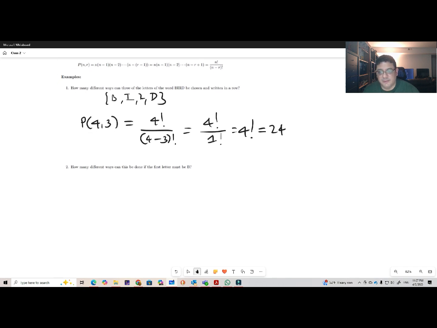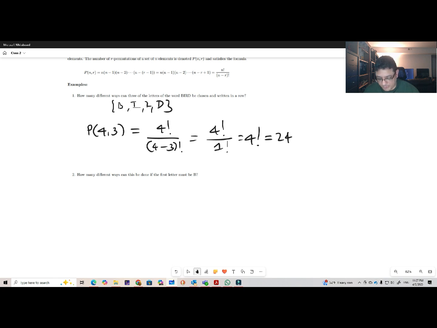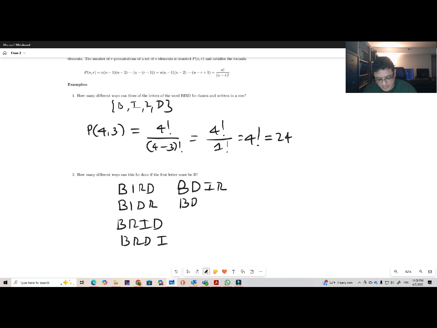Now, how many different ways can this be done if the first letter must be B? And so this is pretty much just, we have bird, right? But we're fixing B, so B is always going to be fixed, and what we can change is the rest of the letters. So we can have BIRD, but we can also have BIDR, BRID, BRDI, BDIR, and BDRI. So we're just rearranging really these 3 letters.